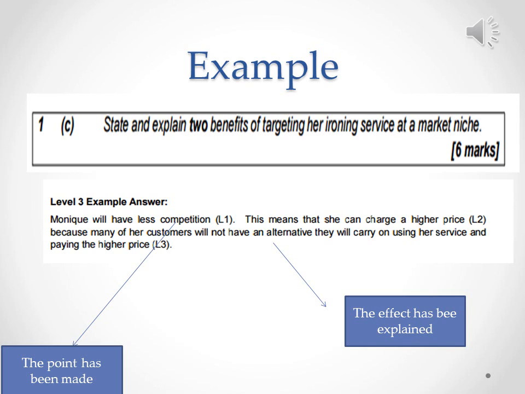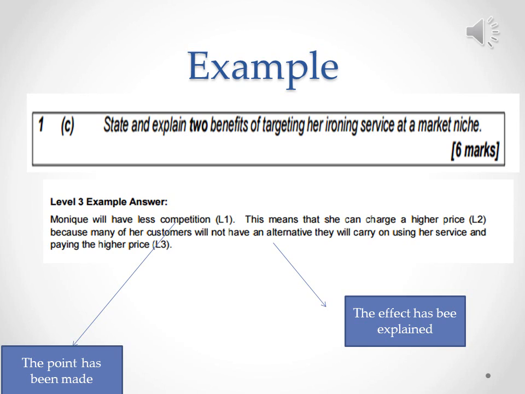If you're sat there going, well, I'm not 100% sure what you're going on about, basically with your analysis, it's sentences which link together, which develop upon a point that you've made. Okay, so this again is from the exam board. Question being, state and explain 2 benefits of targeting her ironing service at a market niche. So again, linking back to our context, they're an ironing service. You've got to make 2 points, 2 benefits, and then you've got to explain them.